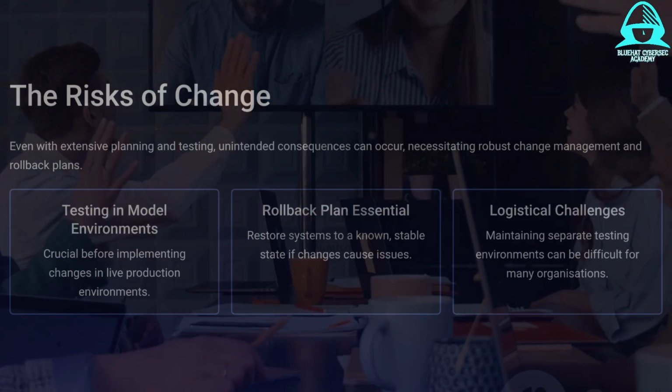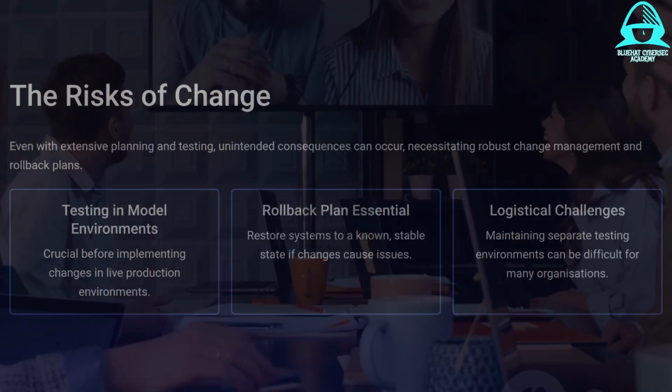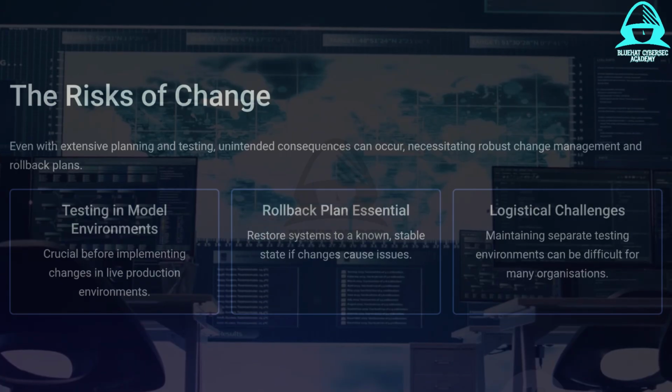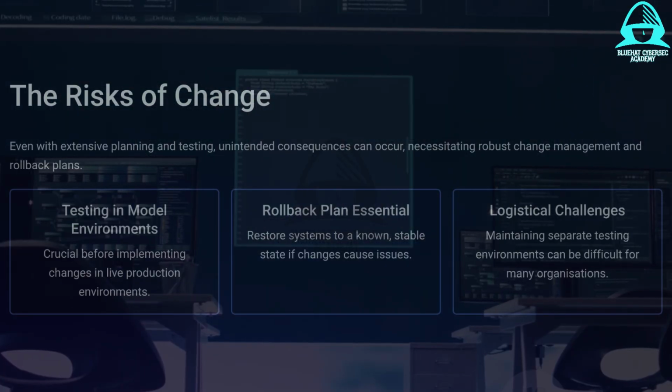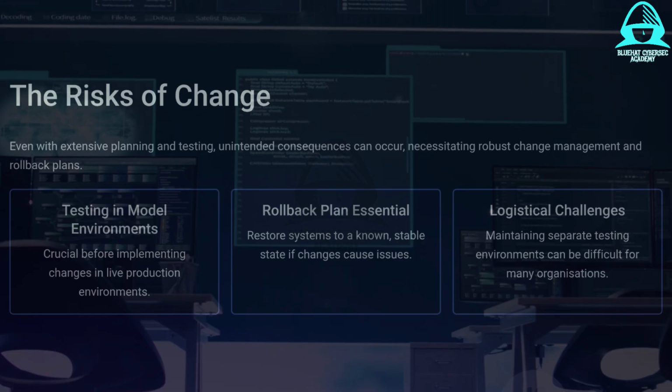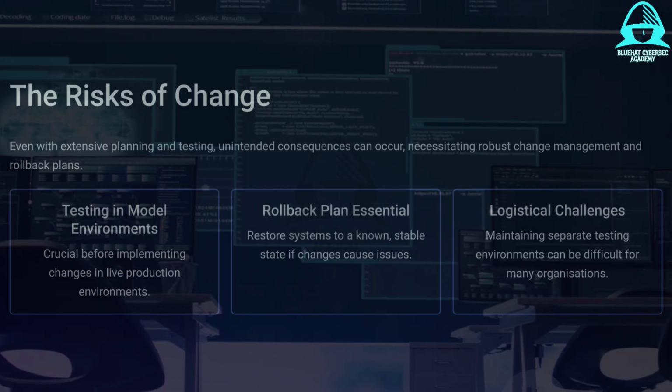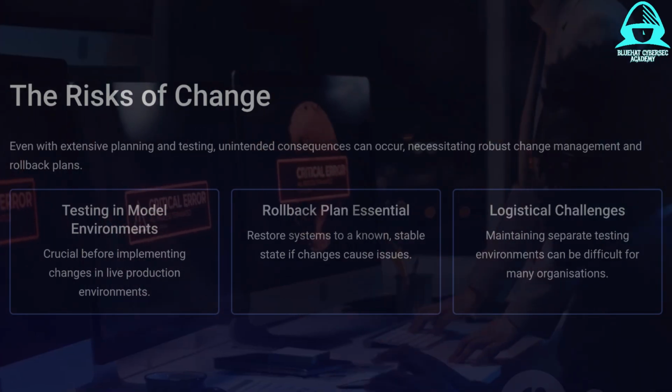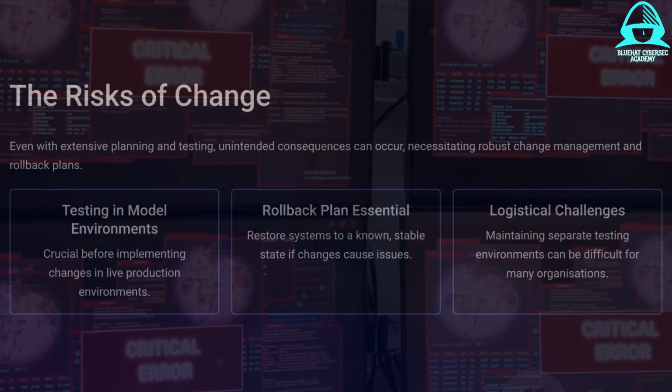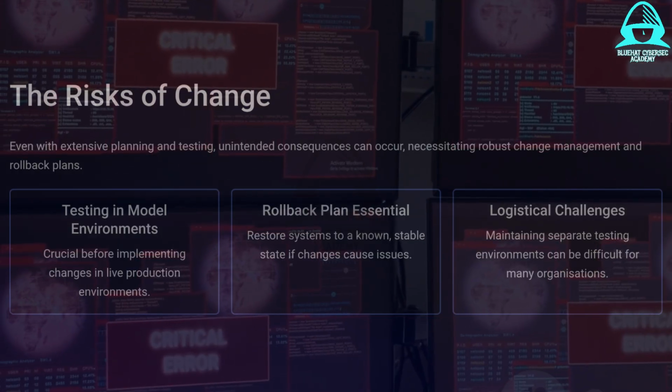Now, let's shift our focus to the risks associated with change. Organizations must ensure they have a robust change management process and that testing occurs in model environments before any change is made in a production or live environment. Even with extensive planning and testing, unintended consequences can occur, which is why a rollback plan is essential.